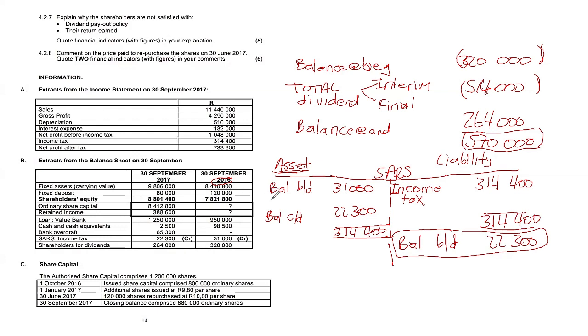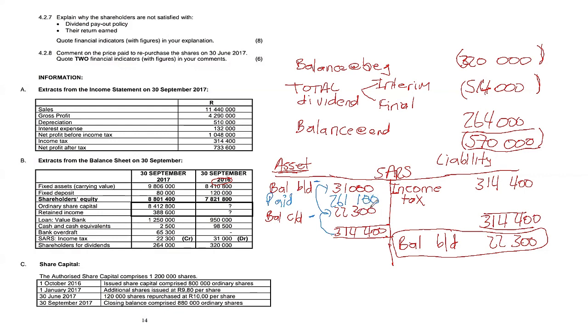So now, to get your taxation paid, you will take 314,400, subtract your 22,300, and also subtract your 31,000. So our taxation paid is going to be 261,100. That's how you do your taxation paid with your ledger.